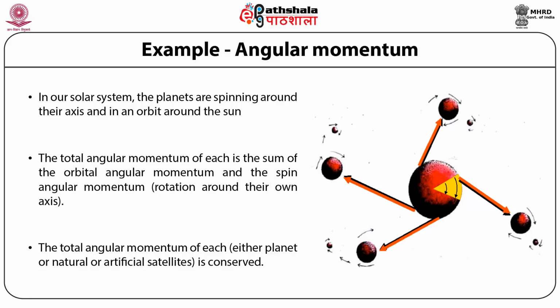In this picture you see at the center you have the sun, around it you have various planets, and around each planet there are satellites which are called natural satellites. Around Earth there are, other than the natural satellite which is the moon, many artificial satellites which humans have sent into space. So as a whole, the whole system has the angular momentum conserved.